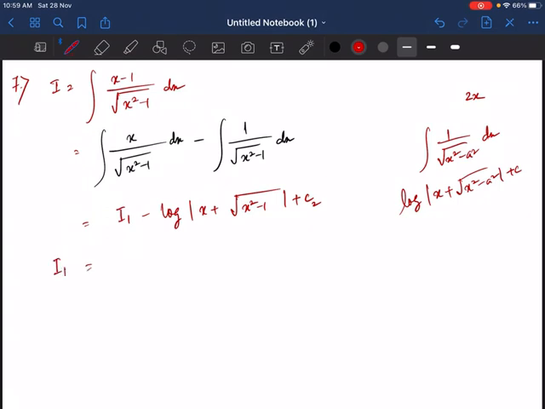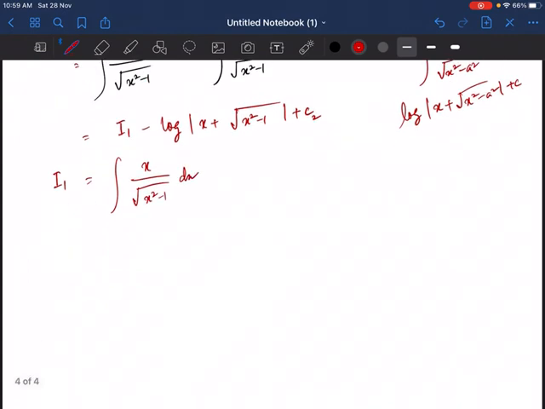So what will be I1? I1 is equal to integration of x by root over of x square minus 1 dx. Now we'll substitute: let x square minus 1 is equal to t square. And why are we substituting this? Because there is a square root, so we are substituting t square. Now differentiation of x square minus 1 is 2x, and differentiation of t square is 2t dt dx. So this 2 gets cancelled. Therefore dx is given by t by x dt.